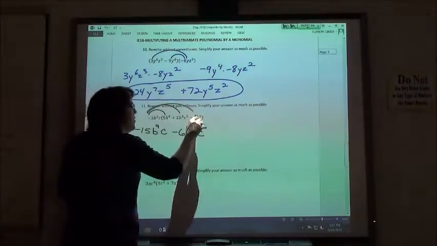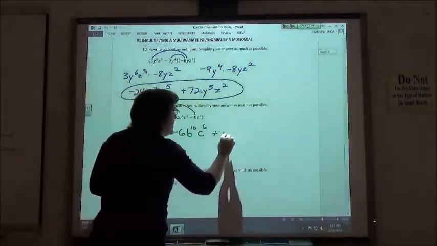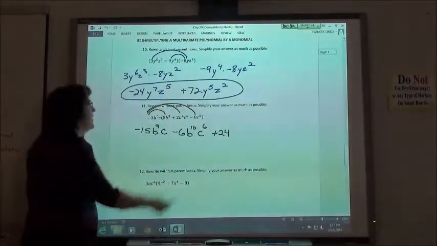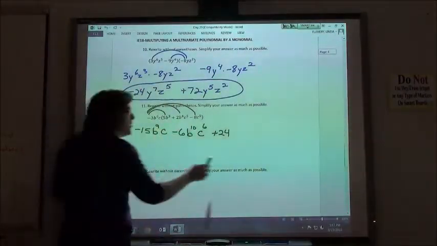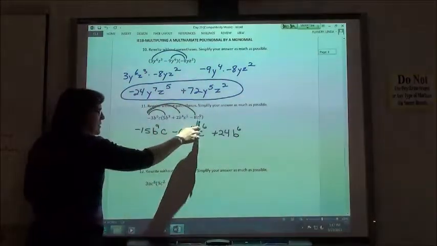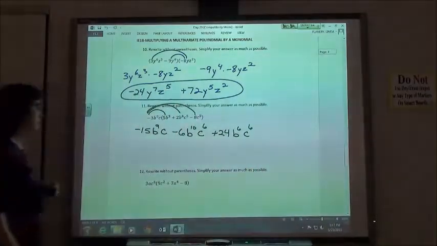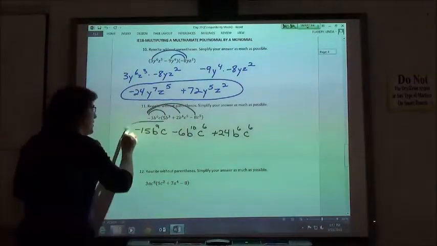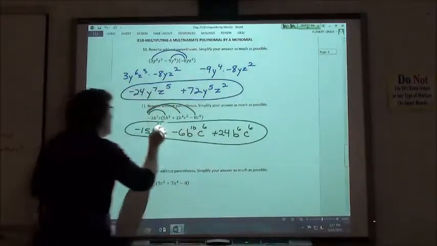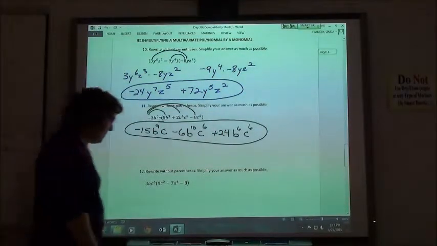And then my third term, I have negative 3 times negative 8, positive 24. I have a b to the 6th, no extra b's, so I still have b to the 6th. And then I have a c times a c to the 5th. I add those together, so c to the 6th. So I get a great big long answer. Negative 15b to the 9th c minus 6b to the 10th c to the 6th plus 24b to the 6th c to the 6th.